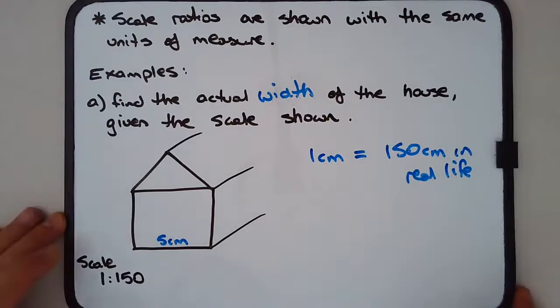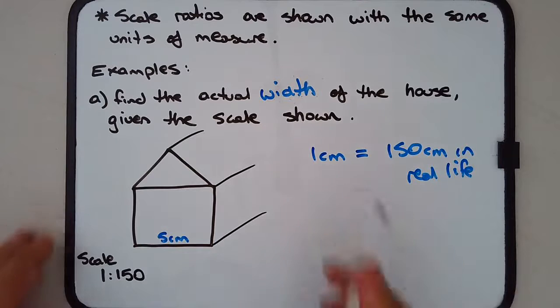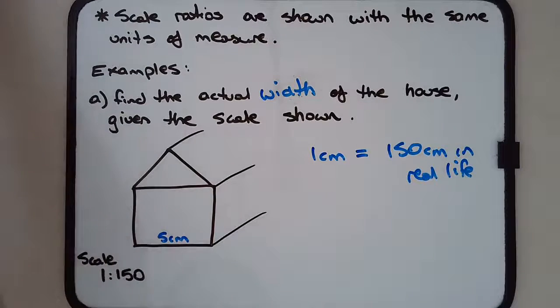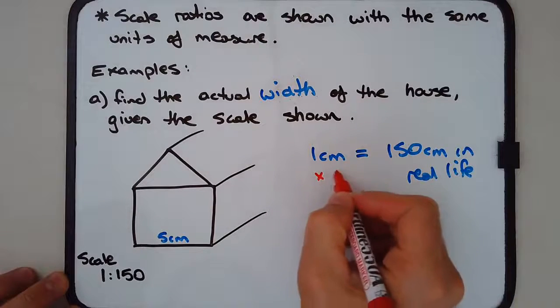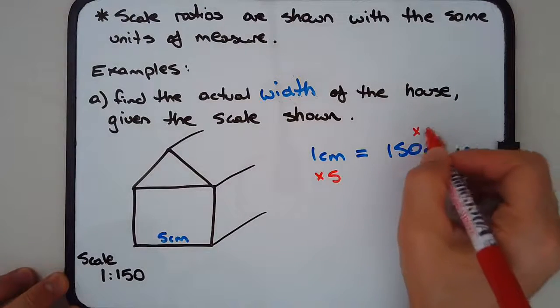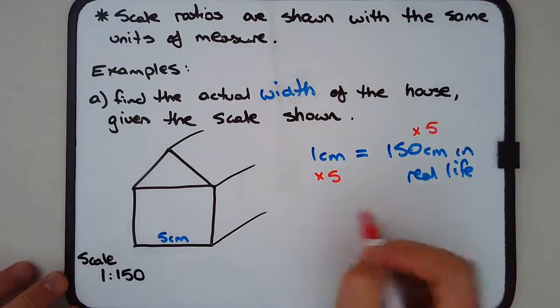So what does 5 centimeters represent? Think about it. If 1 centimeter is 150, 2 centimeters is 300, 3 centimeters is 450 centimeters in real life, and so on. So we're going to multiply that by 5, and multiply that by 5. It's like a ratio. So it's 1 to 150.